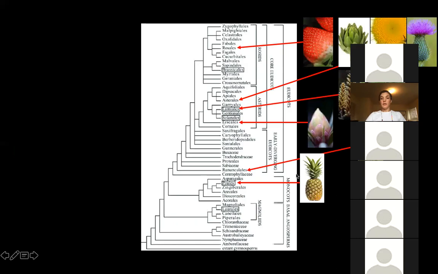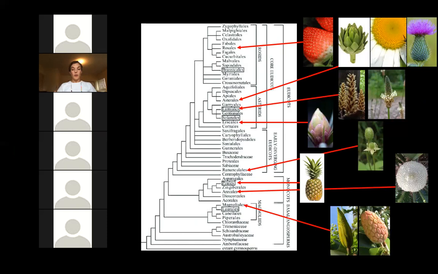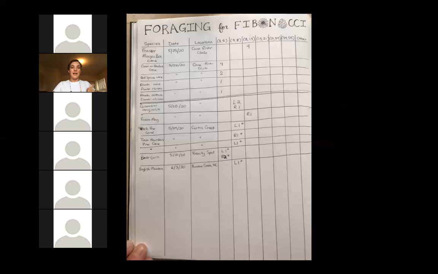Pineapple, I'm blocking myself with the speaker view. The palm tree is in a different group. The tulip tree and the magnolia are in the magnolia group, and then we have the pine cone down in the gymnosperms. So Fibonacci numbers are showing up all over the evolutionary tree of plants. And the question is, why is that?